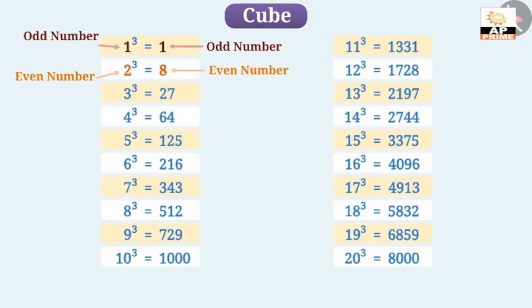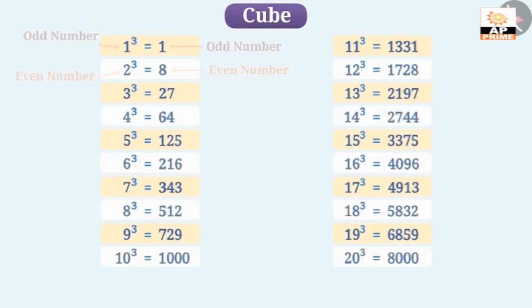Is this true for all numbers and their cubes? You can stop the video and find out. You will find that the cubes of even numbers are even and the cubes of odd numbers are odd. Similarly, you can also see that if the digit in the units place of a number is 0, 1, 4, 5, 6 or 9, then the digit in the units place of its cube is also the same.